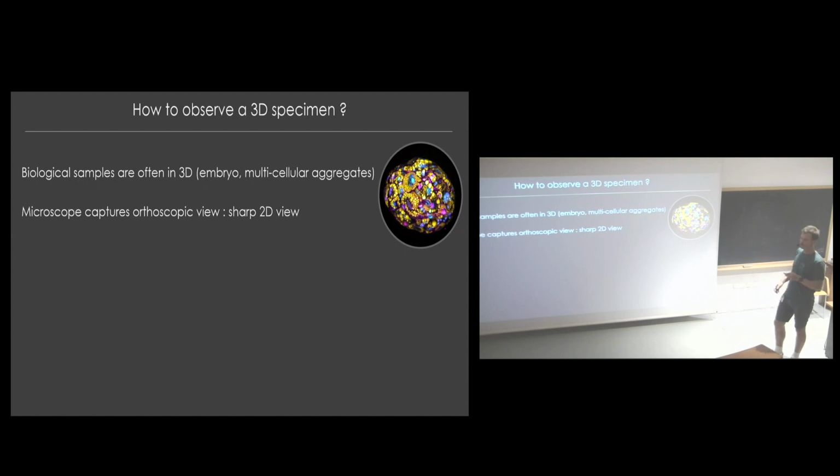So this is actually a pretty thick sample. This is like 300 microns in diameter. And most of the biological samples are in 3D. So it can be embryos, it can be aggregates, but in most cases, it's not a 2D structure. But a microscope is actually made to capture only orthoscopic views, meaning that you have a sharp image of a 2D plane, which is orthogonal to your objective, but you don't have sharp information on what is above or deeper.